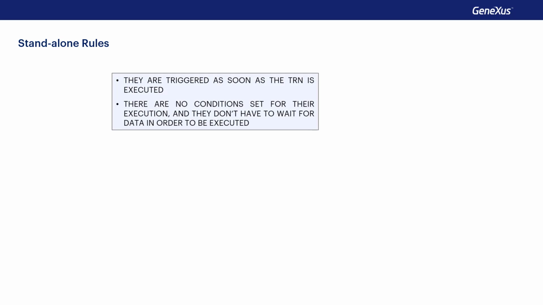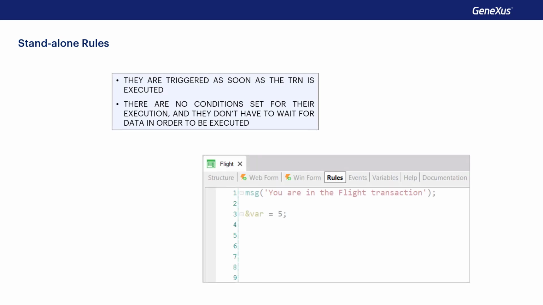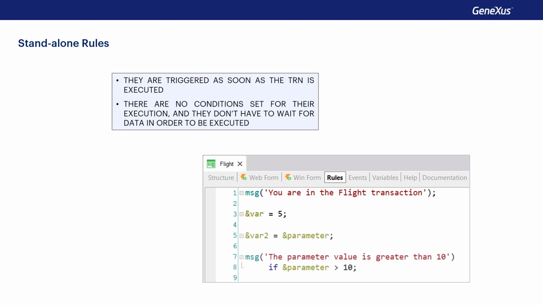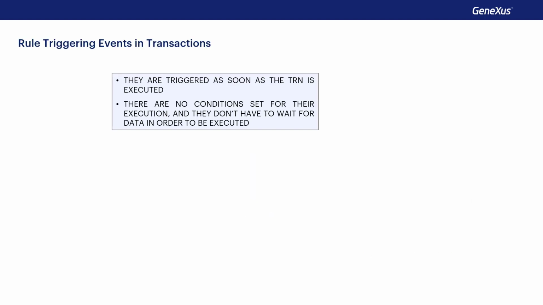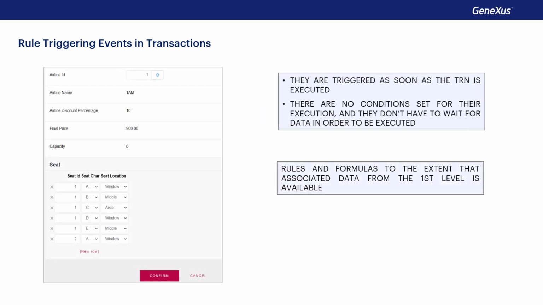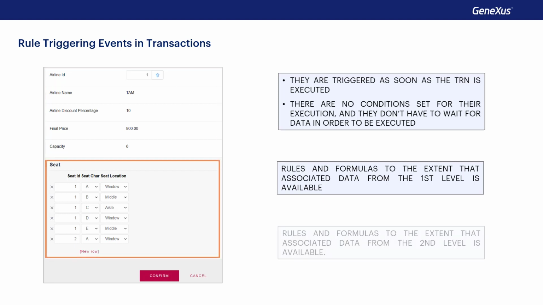The first rules to be triggered are the so-called standalone rules, which are those that don't depend on anything to be executed, or that already have the necessary information provided by the parameters received. After the execution of the standalone rules, the rules and formulas associated with the first level of the transaction that are not conditioned to events are executed, according to the evaluation tree, as the values involved to execute them become available. And then, working at the second level, for each line, the rules and formulas associated with that level of the transaction are executed, with the same criteria.